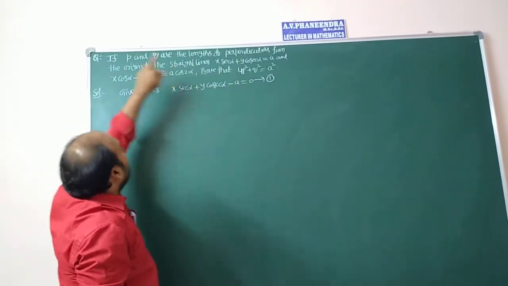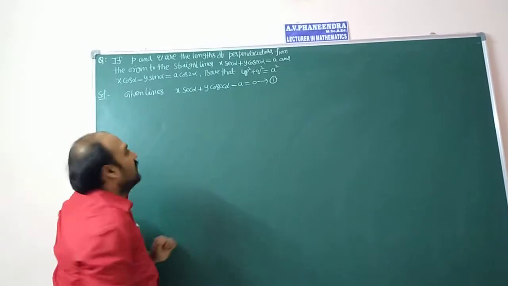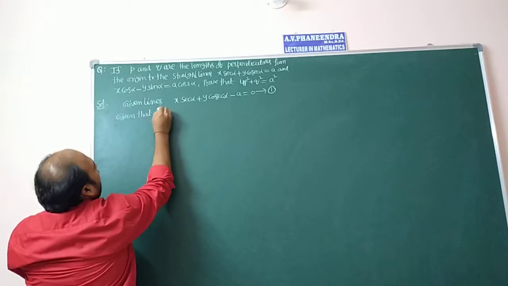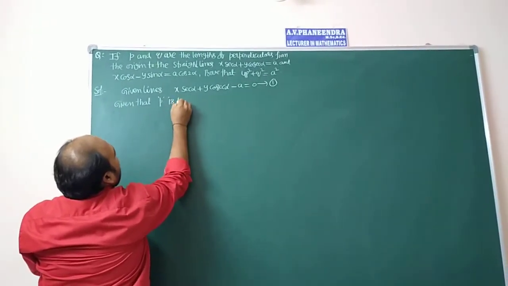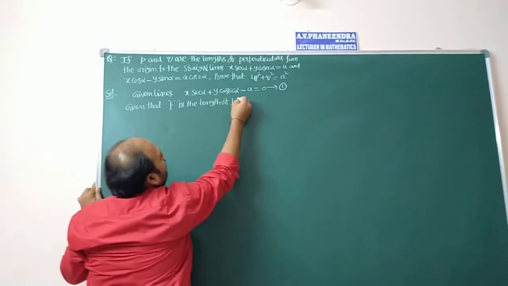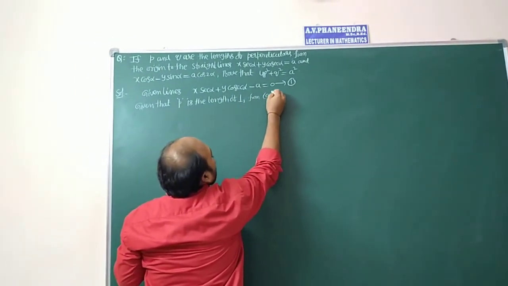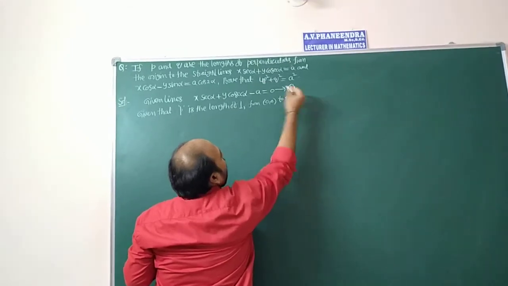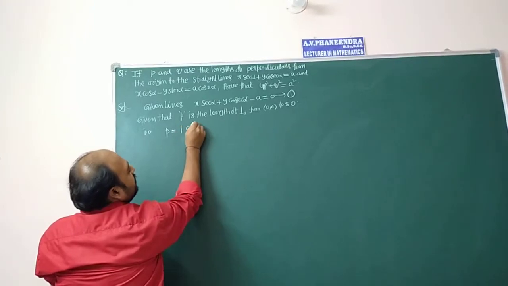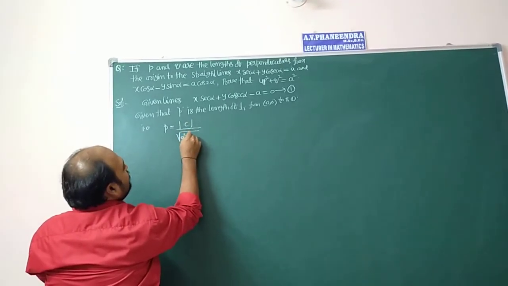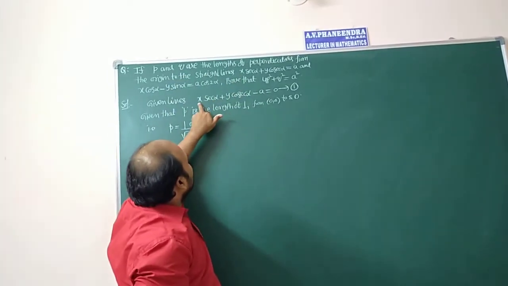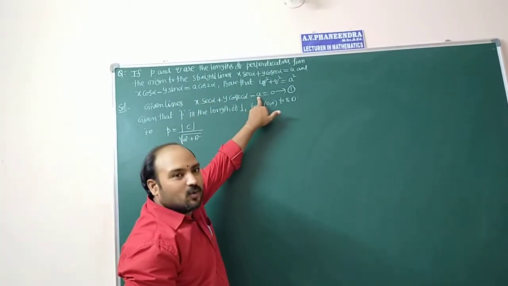First equation related: what is the length of the perpendicular P? Given that P is the length of perpendicular from origin to equation 1, that is P equal to mod c by root of a square plus b square. This equation you have to compare with ax plus by plus c equal to 0.